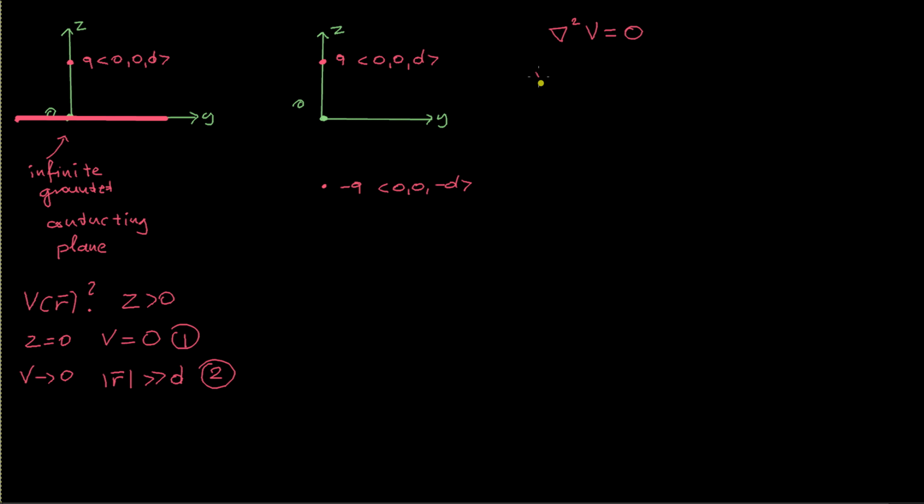Now, the potential from a single point charge is 1 over 4 pi epsilon naught, q over r. And I will remind you that r is the relative position vector that has the tip at the observation location and the tail at the source location. Now I have two source charges, two charges that contribute to the potential. So I'm going to start with one. The position of charge q is (0, 0, d).